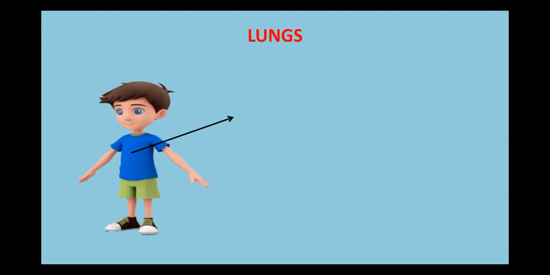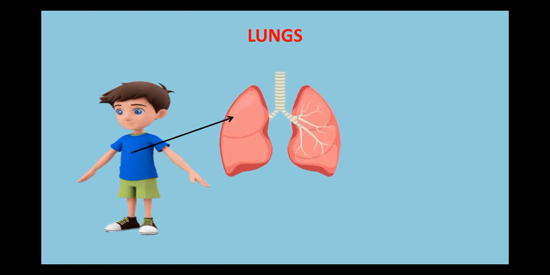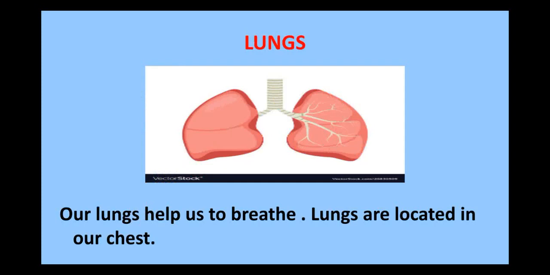Now, the next internal organ is also located in the chest, and that is the lungs. So lungs is another internal organ that is present inside your chest. What does the lungs do then, dear children? Do you want to learn? Come on, let us see. Our lungs help us to breathe. Lungs are located in our chest.